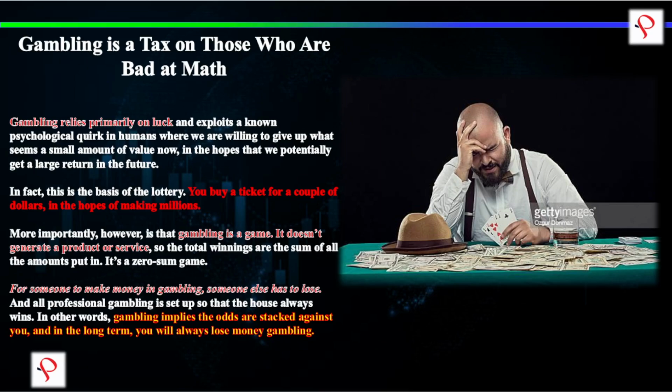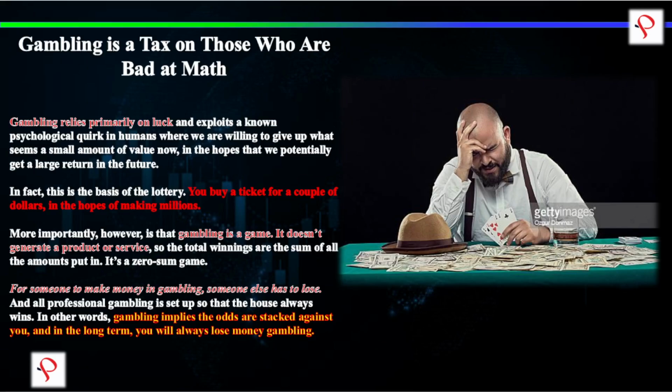Gambling relies primarily on luck and exploits a known psychological quirk in humans, where we are willing to give up what seems a small amount of value now in the hopes that we potentially get a large return in the future. In fact, this is the basis of the lottery. You buy a ticket for a couple of dollars in the hopes of making millions.